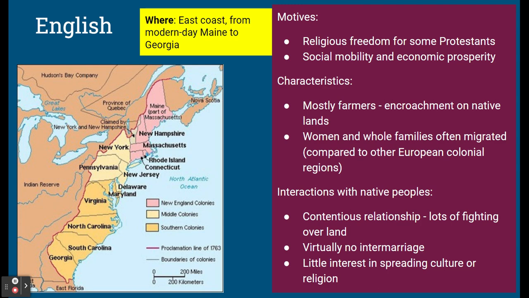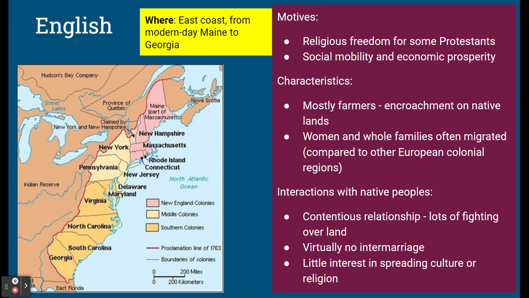Because they were farmers looking for land, there was a kind of constant tension as they often encroached on native lands. And so that kind of leads us into the interactions with native peoples. There was a very contentious relationship with many of the settlers in the British colonies with the natives. There was a lot of fighting over land. We saw a number of wars break out between native peoples and Europeans or British colonial settlers because they were taking land. Unlike the French, who had these fur trade relationships with the native peoples, farming takes up a lot of land, and that meant encroachment, continual encroachment with native peoples.